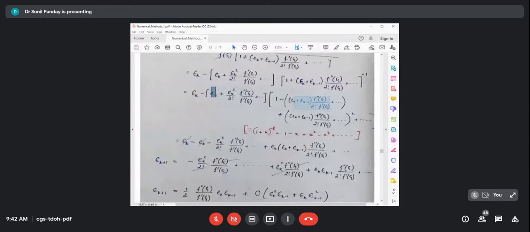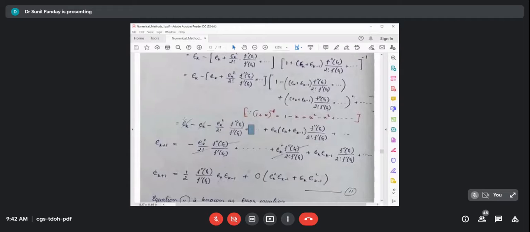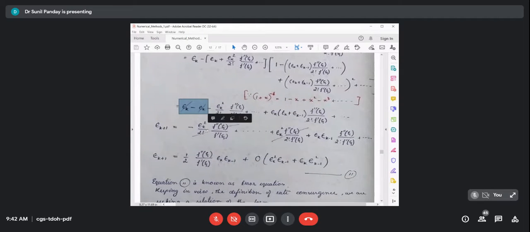So if we multiply this epsilon k to this term, epsilon k plus epsilon k minus 1 like this, we will have this term. So the term next to it is having multiplication of epsilon k minus 1, epsilon k square, 3 degree terms in epsilon k and epsilon k minus 1. Similarly, here also we have epsilon k cube upon 3 factorial f triple dash j upon f dash j. So like this, we neglect those terms. So finally, this will cancel out also, epsilon k minus epsilon k.